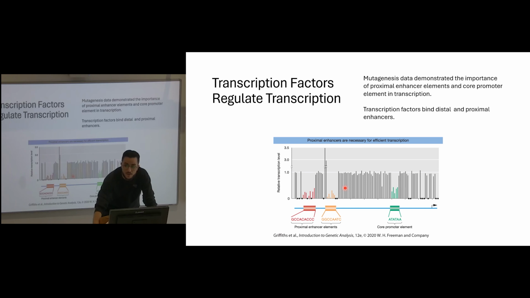And what scientists saw is that when they mutated these palindromes, they found a decrease in transcription levels. This is just to show how important these enhancers are. If you remove this sequence, your enhancer cannot be bound, and because it cannot be bound, you lose the transcription. So this is another layer of regulation.